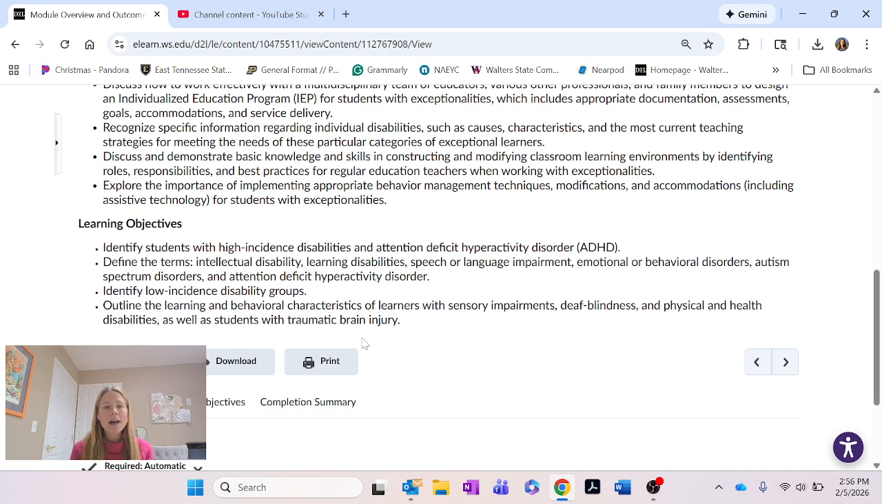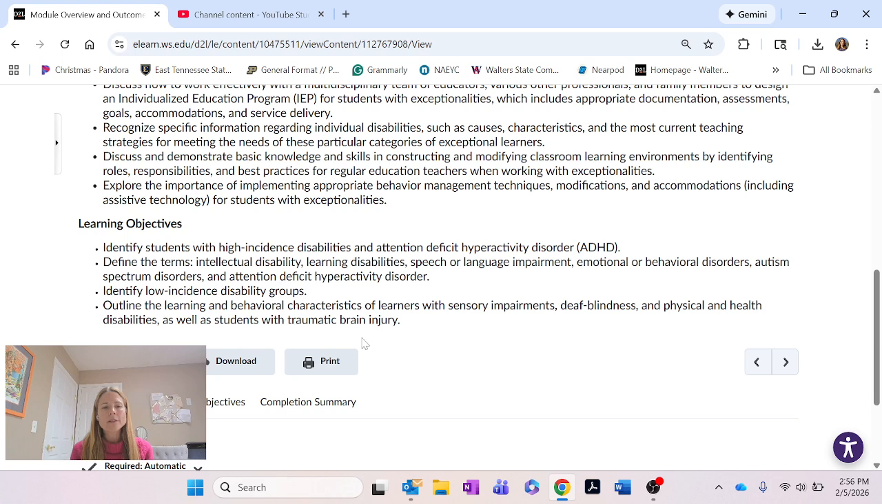We're going to define the terms: what's intellectual disability, what's learning disabilities, what's speech or language impairment, what is emotional or behavioral disorders, what is autism spectrum disorders, what's attention deficit hyperactivity disorder. And then we're going to also be able to identify what those low incidence disability groups are.